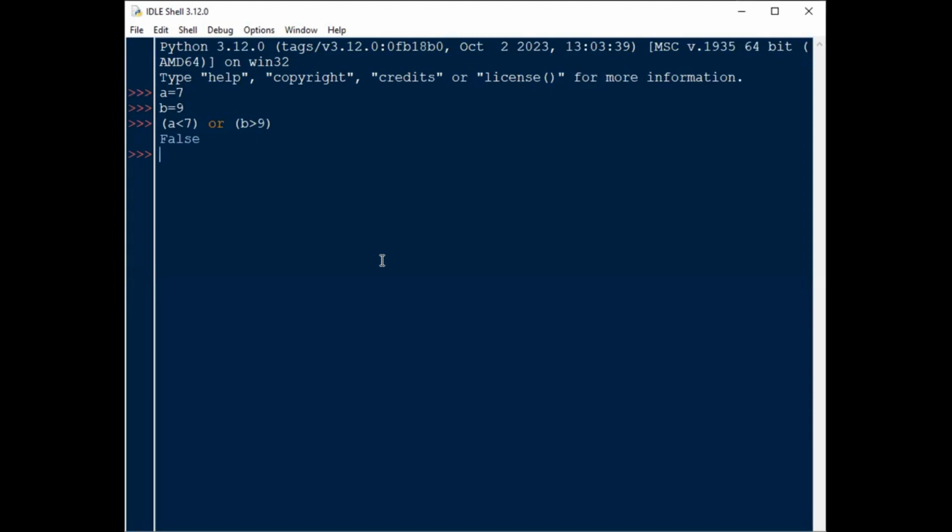If we would have written A less than or equal to 7, then one value will be true. So we'll check that. But first we'll check the individual ones. A is less than 7, false. B is greater than 9, false. Now we will make a true and false combination because we know in the OR operator, if any one condition becomes true, the whole result will be true. So A is less than or equal to 7 or B is less than 9. So here one value is true and another value is false. But when we combine them with the OR operator, it will give us true.